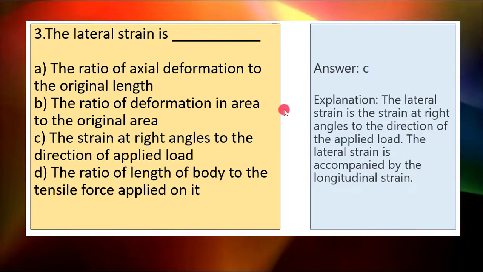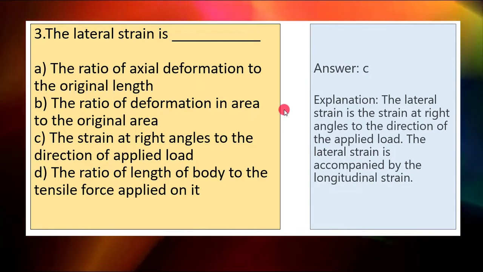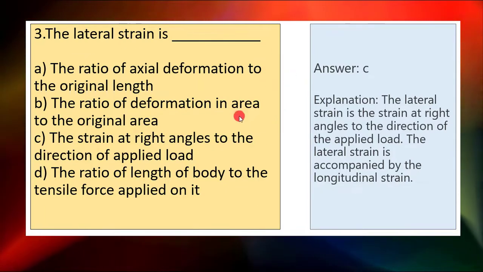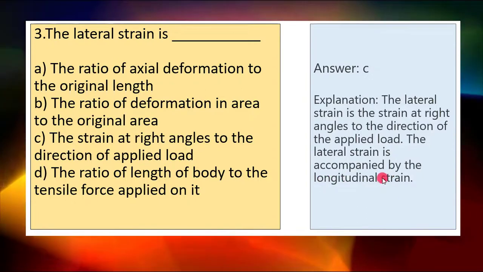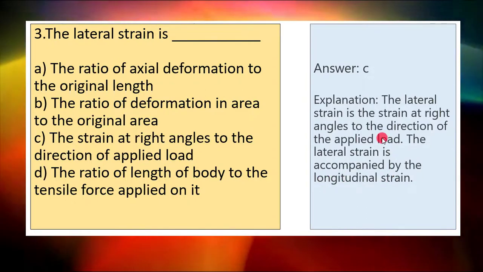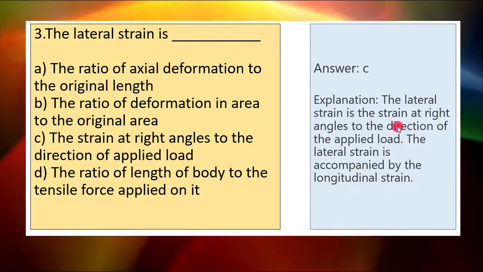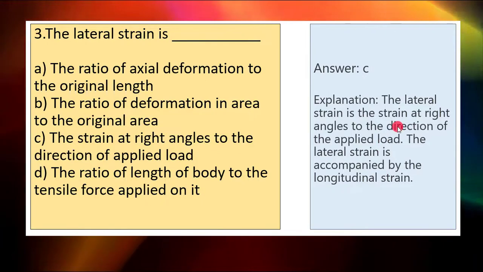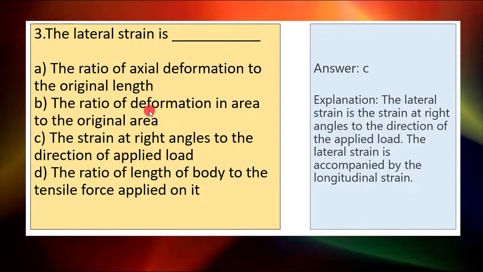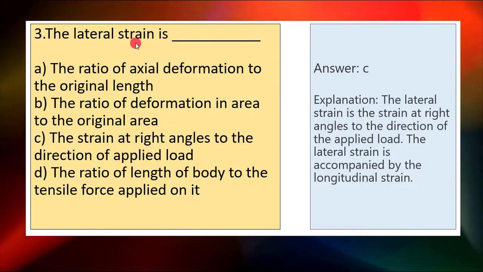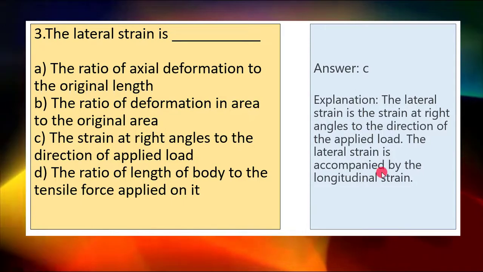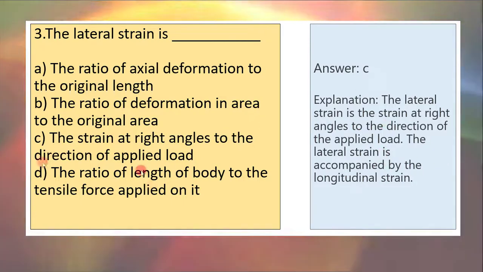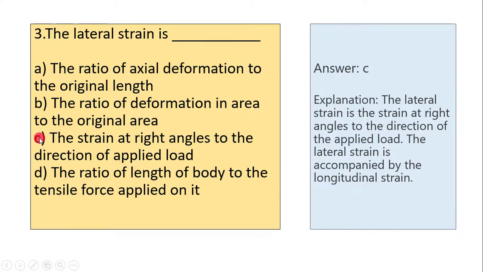Friends, we know that there are usually two types of strains. One is lateral strain and the other one is linear strain. Linear strain is also called longitudinal strain. So lateral strain is nothing but the strain which is measured at right angles to the direction of applied load. So when a body is loaded, if we measure the strain at right angles, then we will get this lateral strain. And there is one more strain, linear strain. We measure this strain along the direction of applied load. So the correct answer is option C.